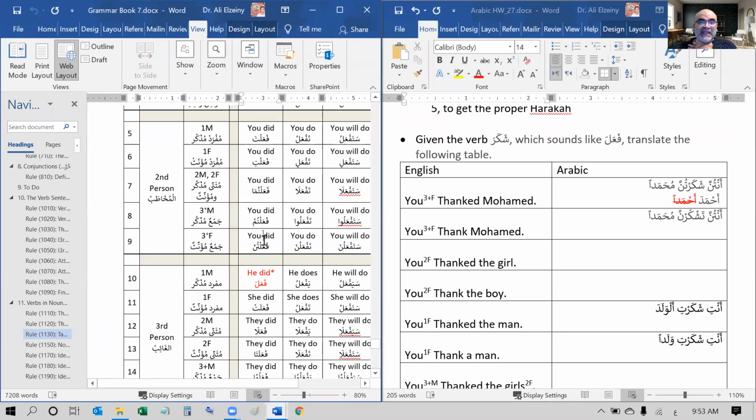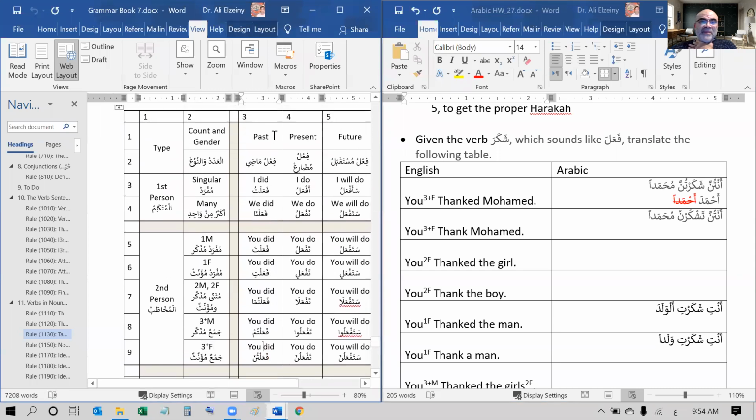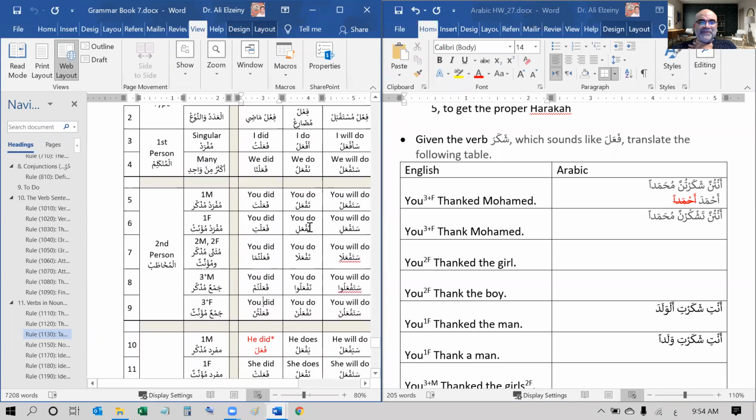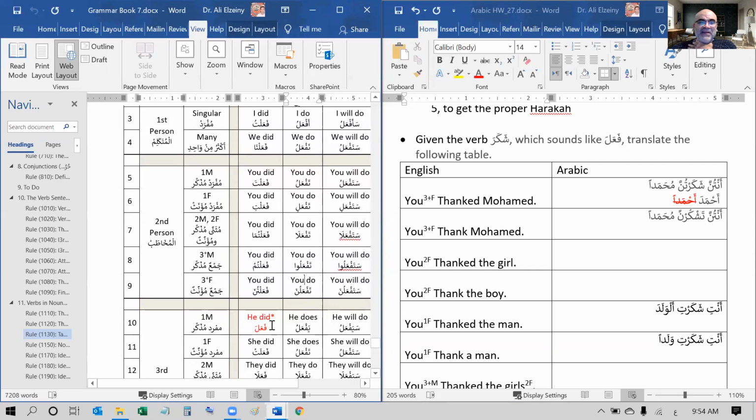And that column 3 is the past tense. Column 4 is the present tense. So I go back here. So you, 3 plus F. So فعل becomes تفعلنا. In example number 1 here, it's the past tense for 3 plus F. So it is going to be فعلتن. So shakara becomes shakartun.